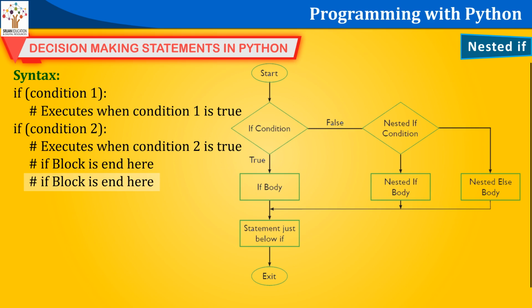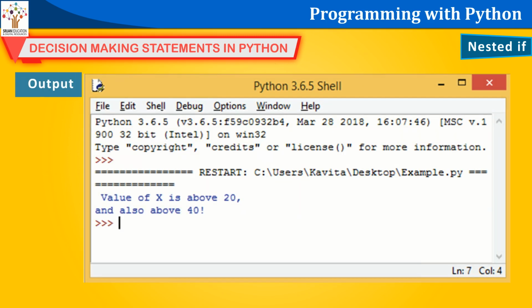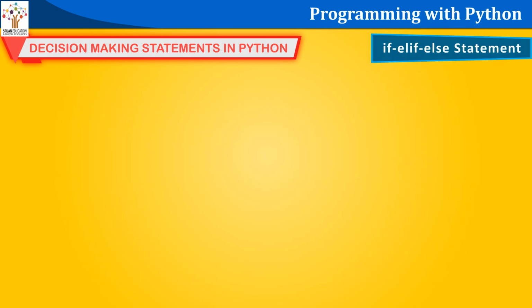Hash if block is end here. Start, if condition, false, nested if condition. Nested if body. Nested else body, statement just below if. Exit, true, if body, statement just below if. Exit. Example, output.